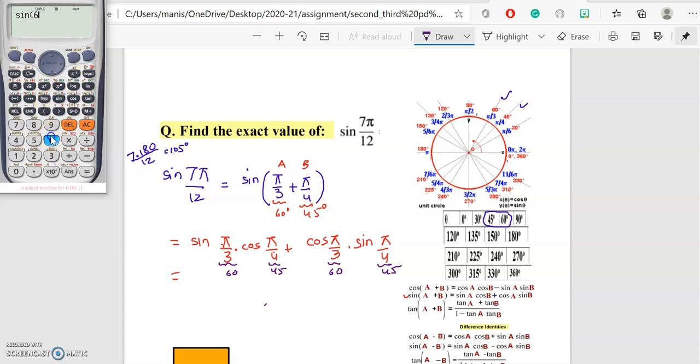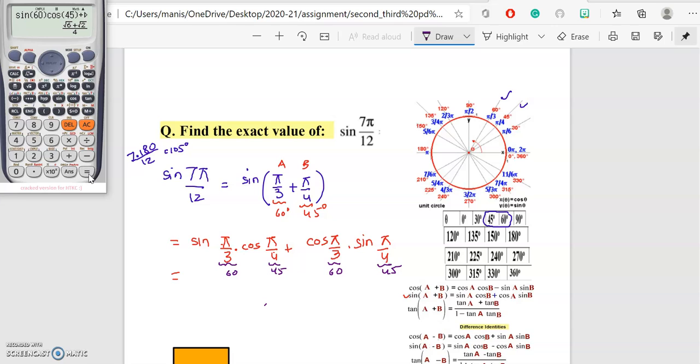Sine 60, close parentheses, cosine of 45. If you can see, I did not put the multiplication sign. Yes, you can do this too, because if you close the parentheses, it assumes a multiplication sign. Then cosine of 60 degrees, but you have to be mindful of closing the parentheses here. Sine 45, close the parenthesis, and press equal.